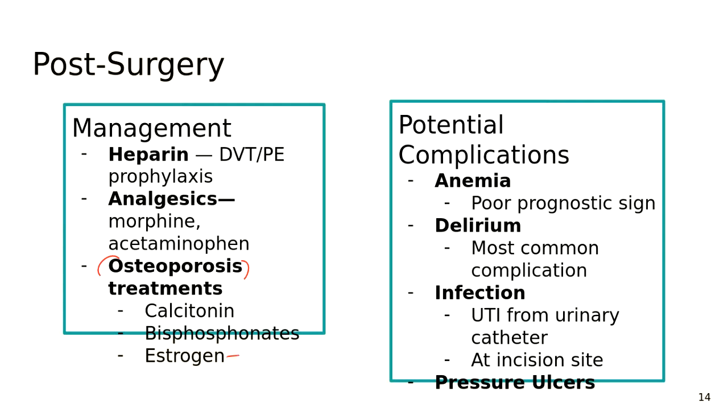And then complications of surgery. Anemia can happen if the patient doesn't tolerate the surgery very well, and it's generally a poor prognostic sign for future tolerance. Delirium is quite common, especially since these patients are older. And infection from the UTI catheter placed during surgery, and infection at the incision site. Also, pressure ulcers are common because these are older people who don't move around, especially after a hip surgery.